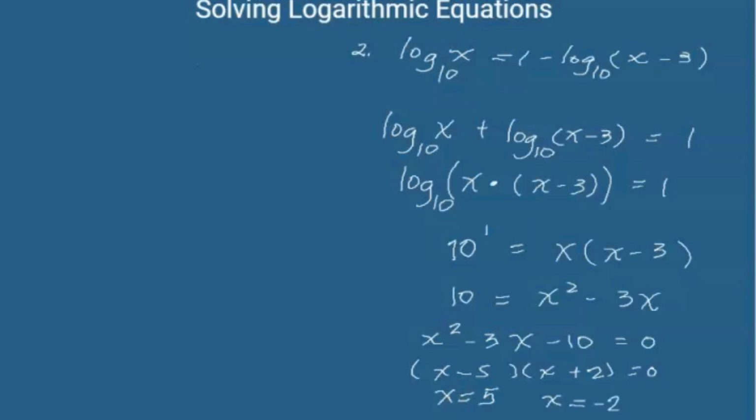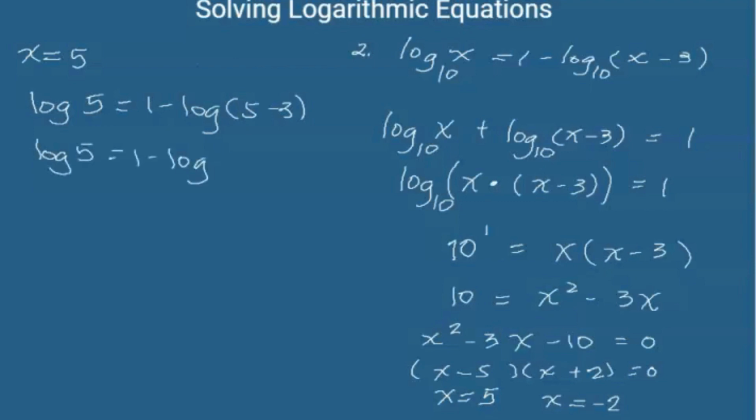Since we have two values of x, we should check them both. So let's start with x equal to 5. Let's substitute that into our original equation. So that's logarithm of 5 is equal to 1 minus the logarithm of 5 minus 3. So logarithm of 5 is equal to 1 minus logarithm of 2. Since there are no negative numbers or zeros in the logarithms, therefore x equals 5 is a solution to this problem.